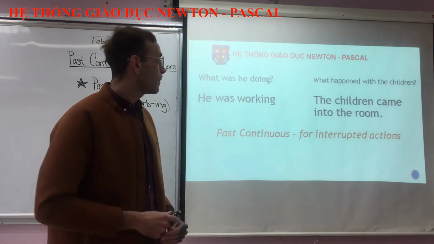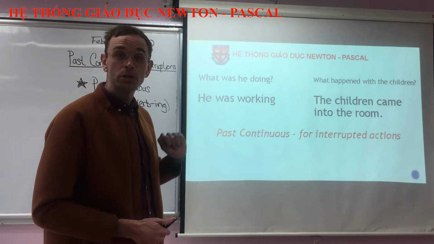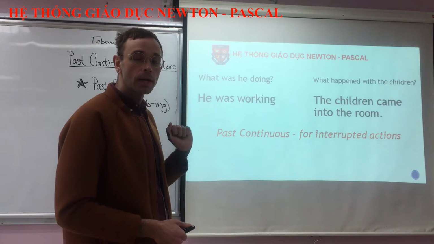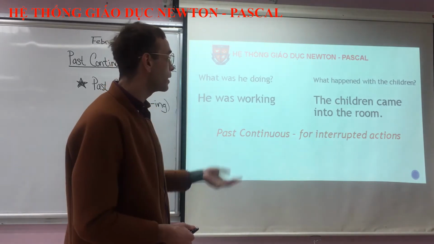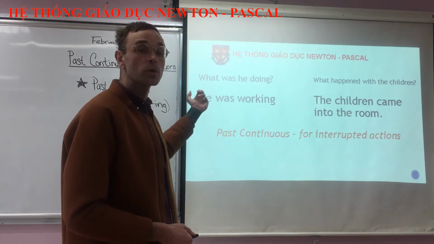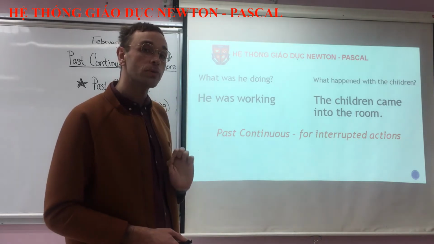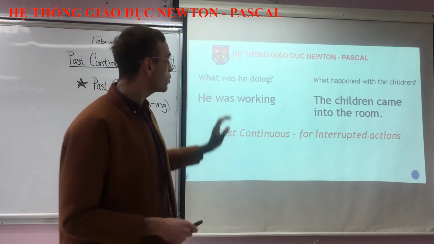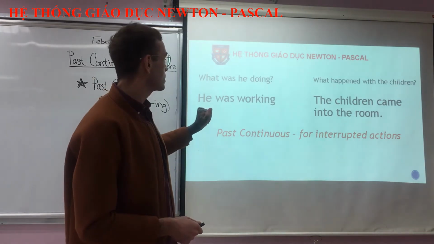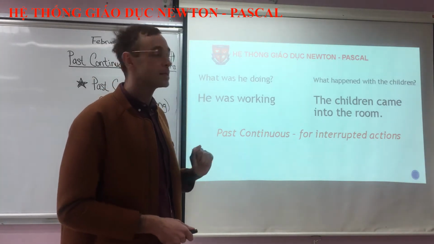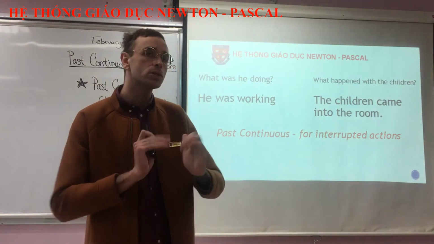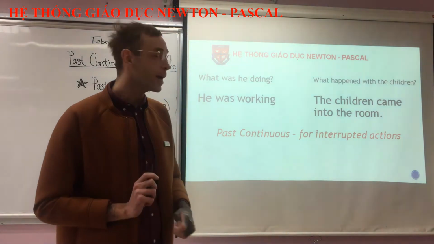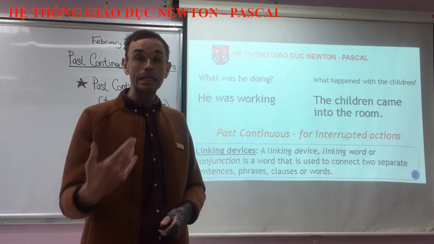This is called past continuous for interrupted actions. Something was happening, but it got interrupted when something else happened. The man was working, but that got interrupted when the children came into the room. Okay? So we have two sentences here. We have a sentence on the left, and we have the sentence on the right. We want to put these two sentences together to make just one sentence. And we are going to do that using something called a linking device.